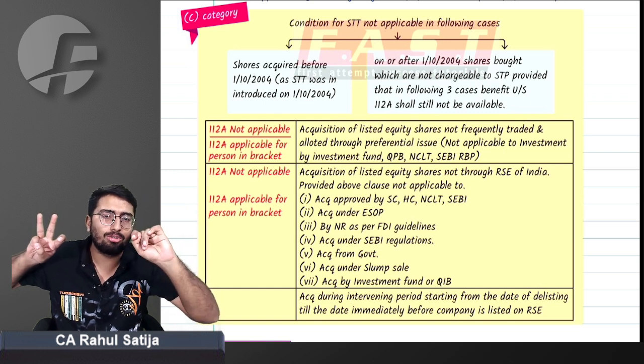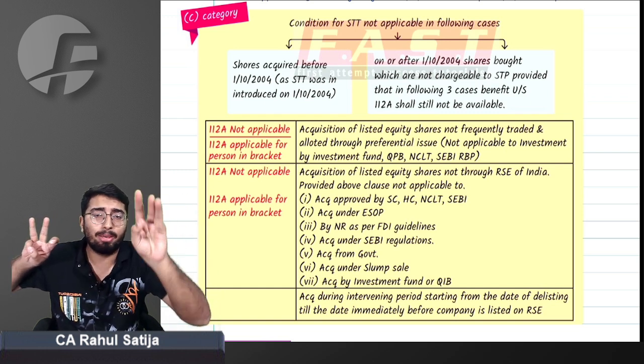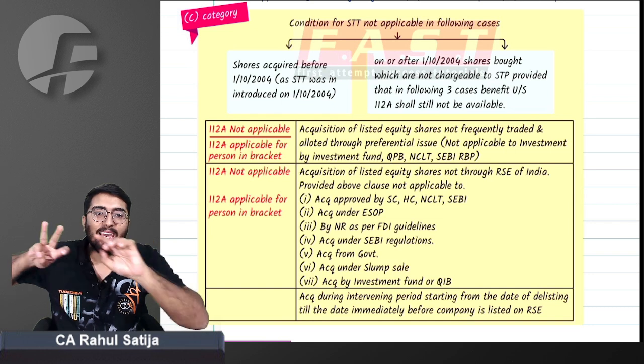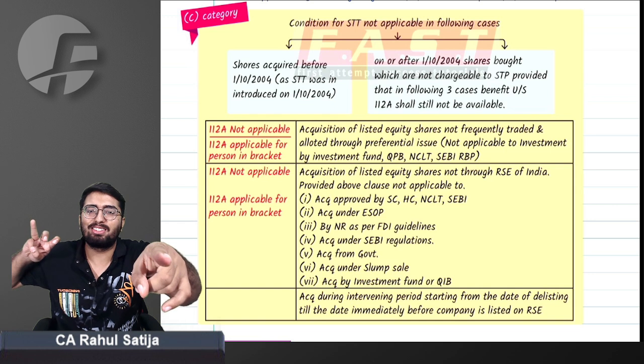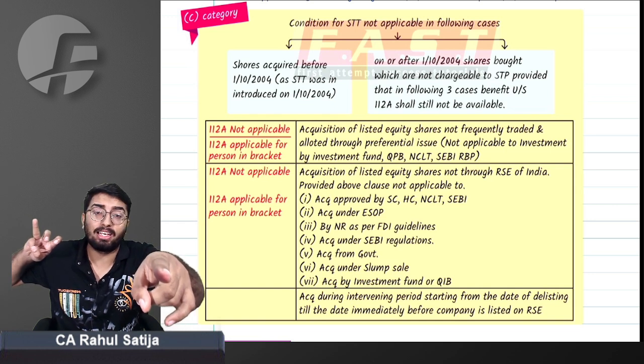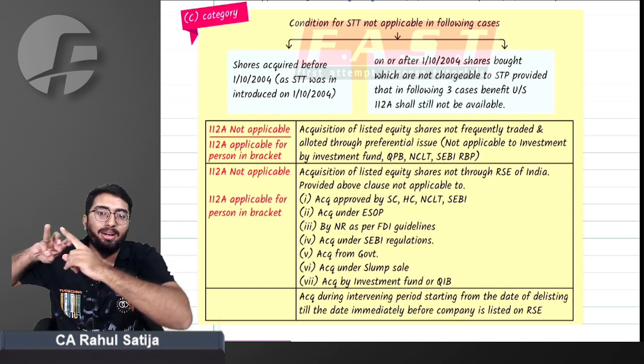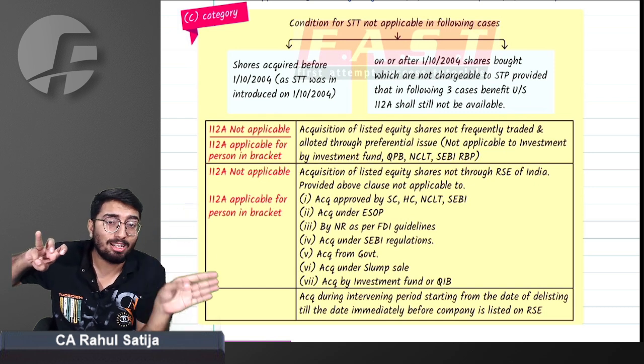For example, if you bought on account of a SEBI order, NCLT order, RBI order, or any other order. In case you bought shares from other than a recognized stock exchange, even if you pay STT, you will still not be eligible for deduction, the concessional rate under section 112A. But these few people will still be allowed.